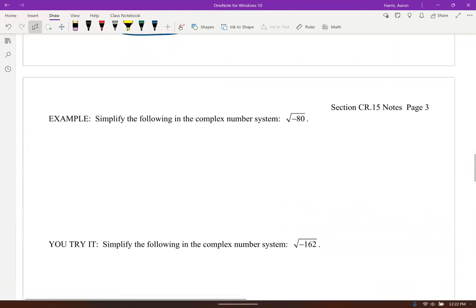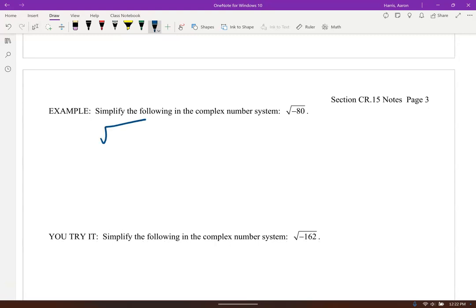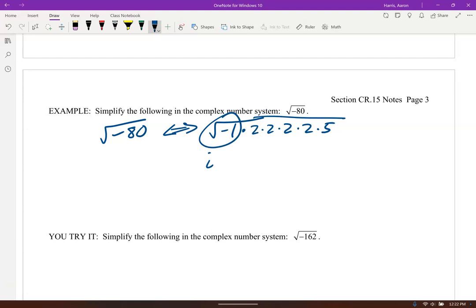Let's do square root of negative 80. So that is negative 1. 80 is 8 times 10. So 8 is 2, 2, 2. 10 is 2 and 5. All right, here's the i part, and I've got a square root of 4. 2 comes out, square root of 4. 2 comes out, and then I'm left with a 5 underneath. So it looks like 4i root 5.